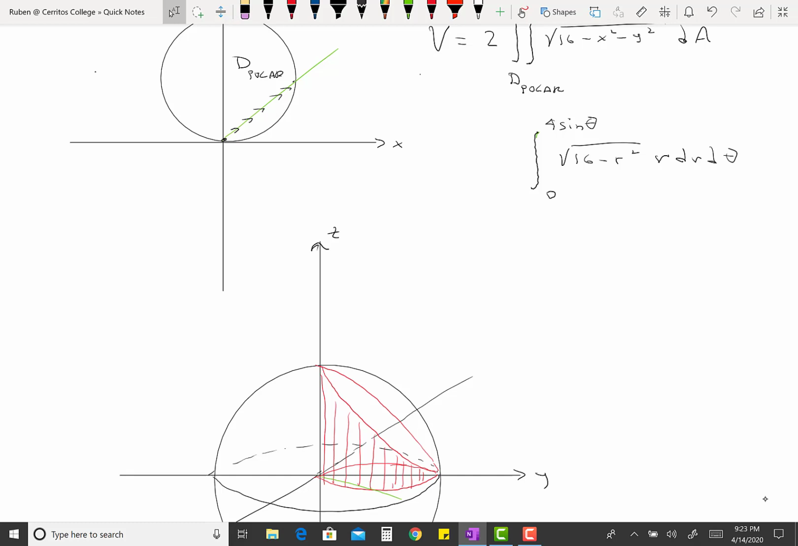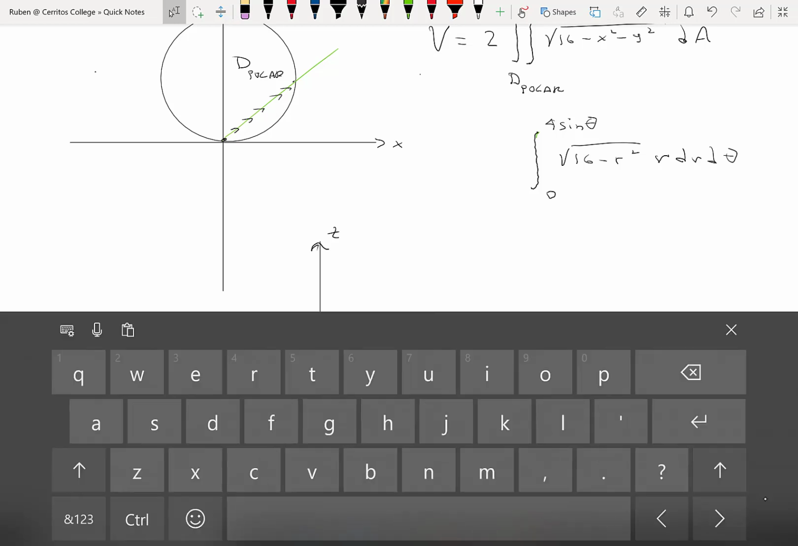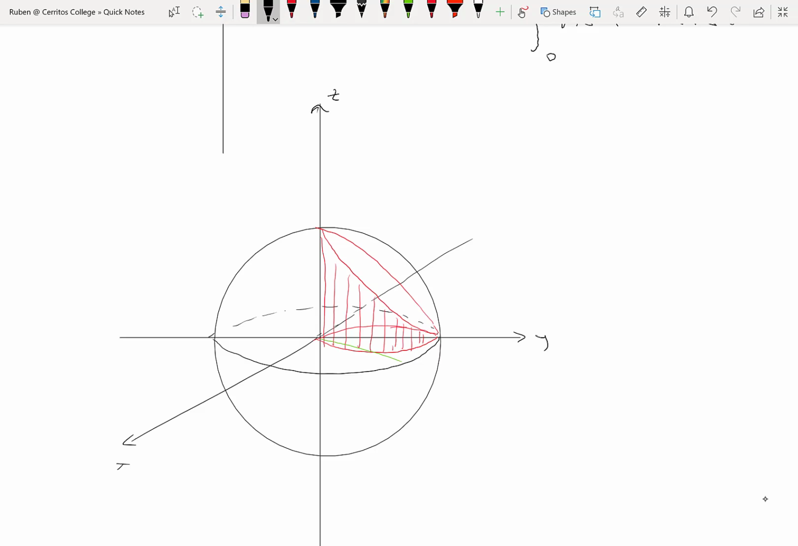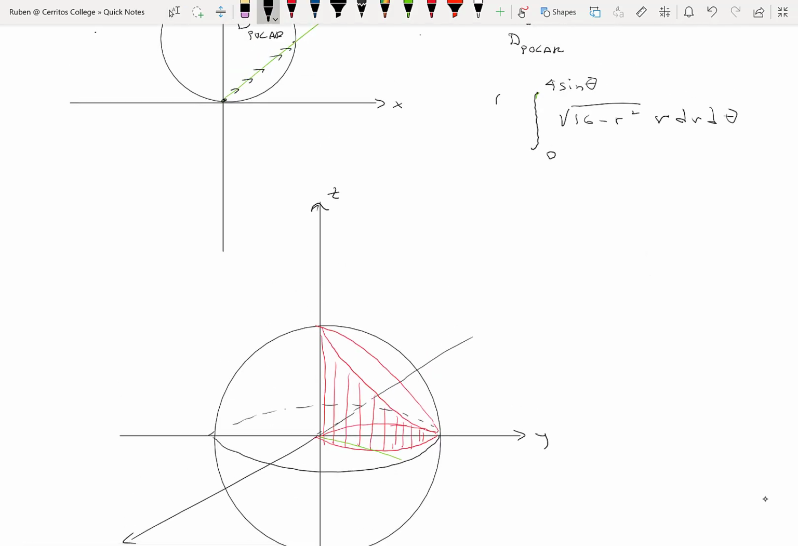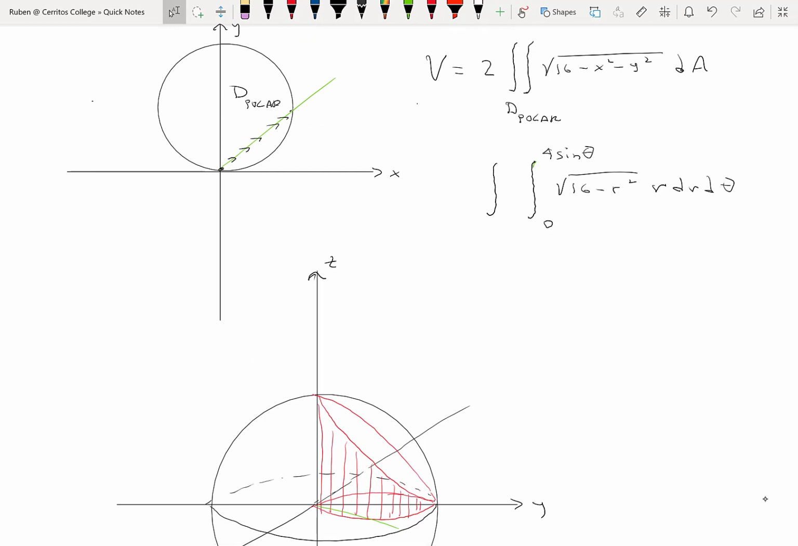Now, that little green line segment can also be used for us to determine the limits for theta. In order for that green line to sweep through the entire region in the xy plane, D polar, theta should start at 0, not go all the way around to 2 pi, which I was going to write anyway, but go all the way only to pi. Okay, multiply that by 2 to get the lower portion of our volume, and we get our volume integral. Okay.